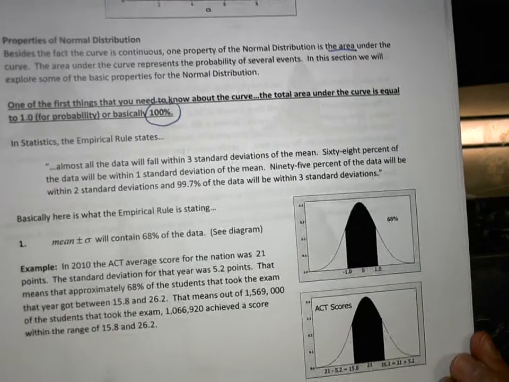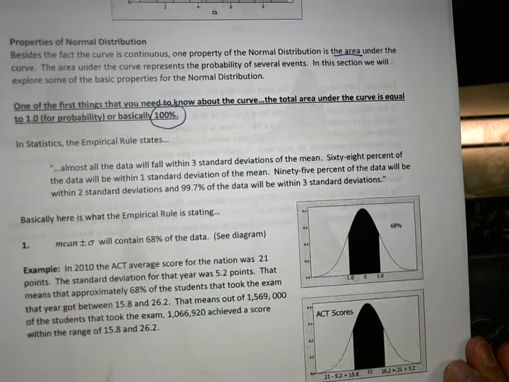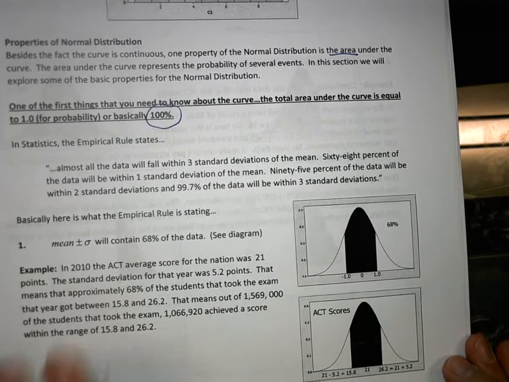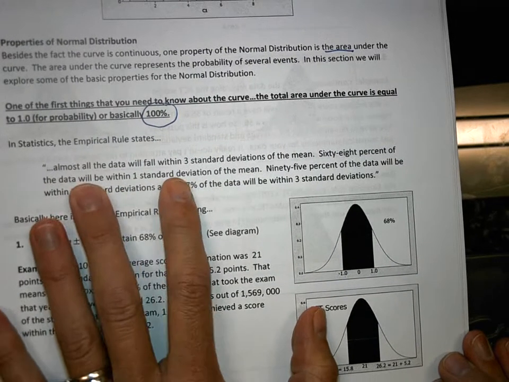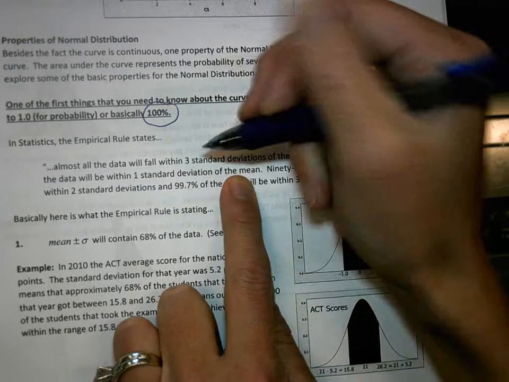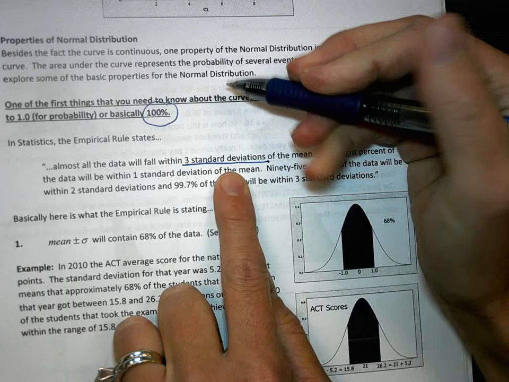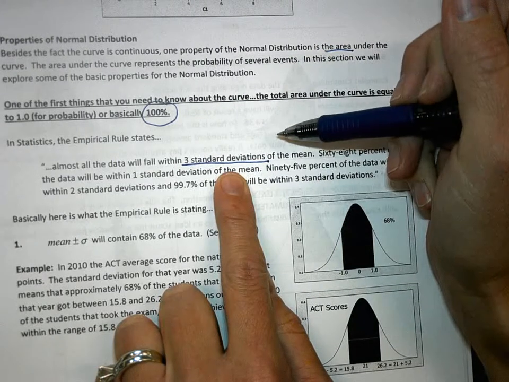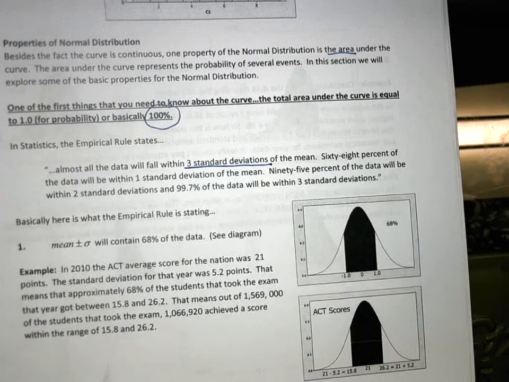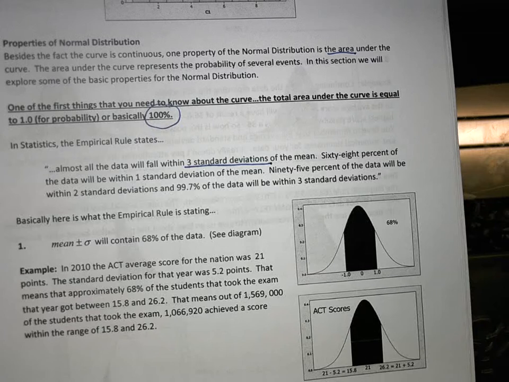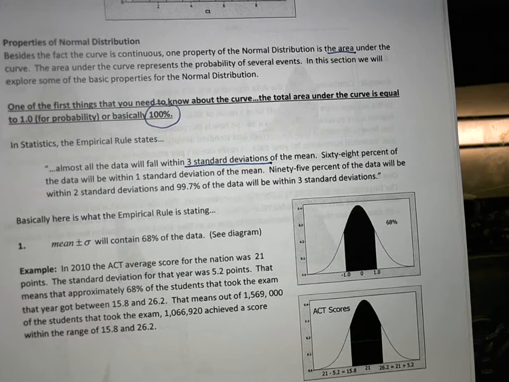In statistics, there is the empirical rule, okay? Almost all the data will fall within 3 standard deviations of the mean. We found how to find standard deviations, right? So when they're saying 3 standard deviations of the mean, they're saying you can go out by that count 3 times in each direction, okay? And all the data should be within those 3 standard deviations.